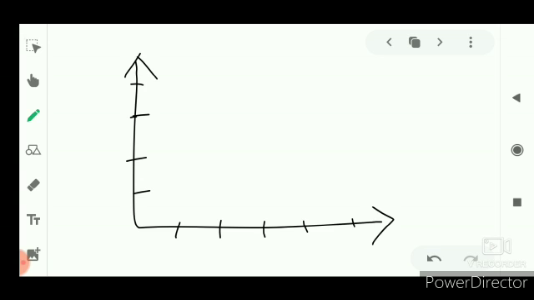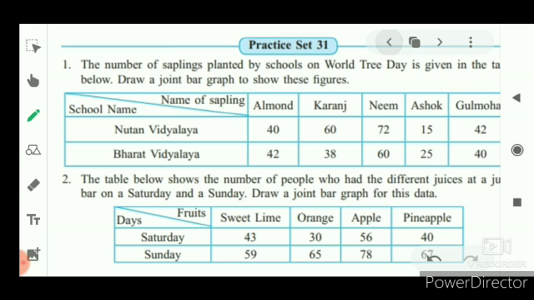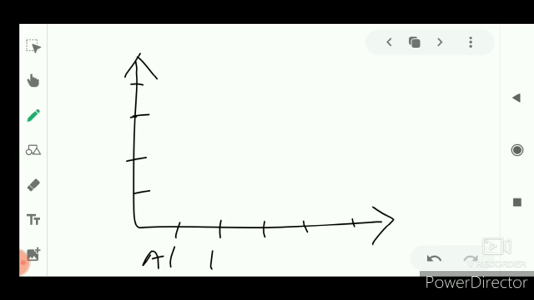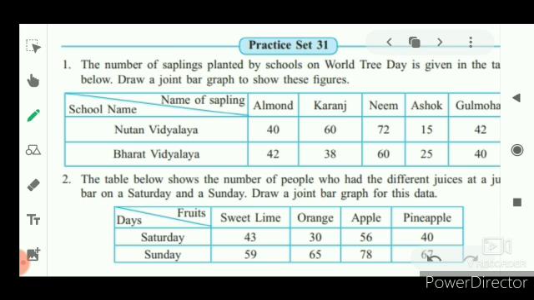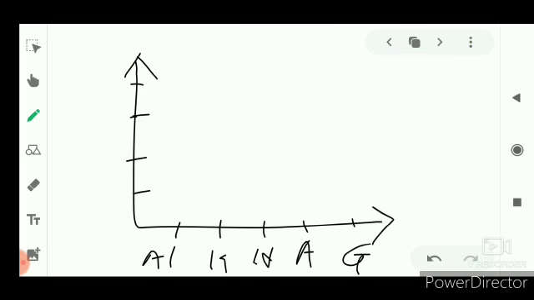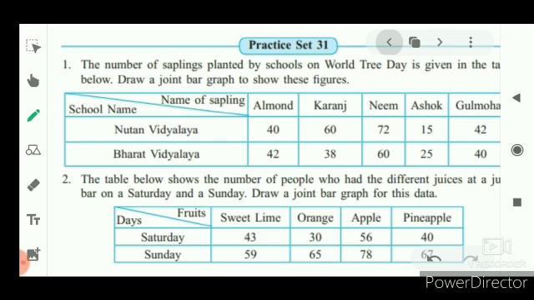So here: almond, karanj, neem, ashok, gulmohar. And here we are taking the number of saplings, by 10, 20, 30, 40, etc. First of all, we are drawing the graph for Nutan Vidyalaya.